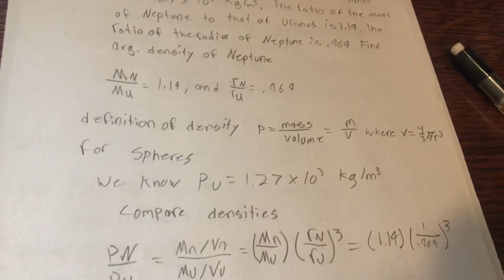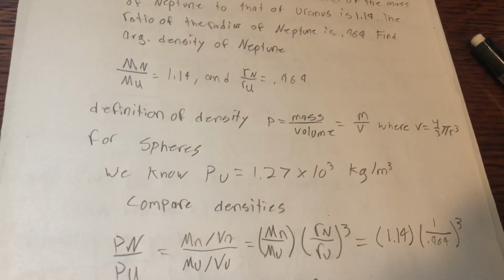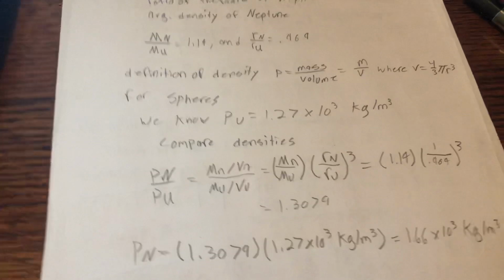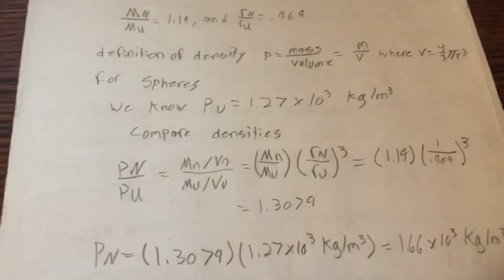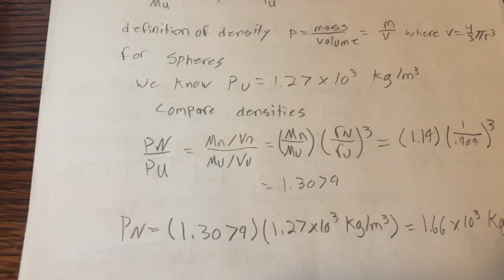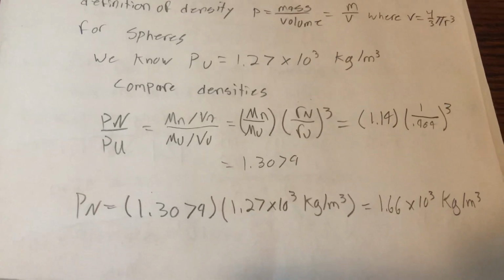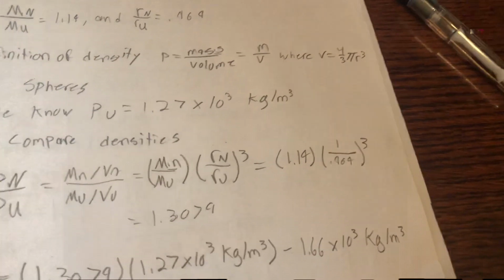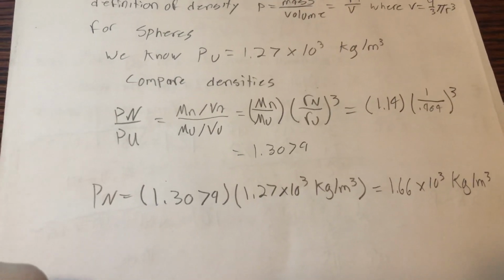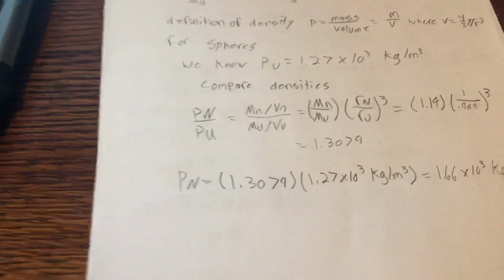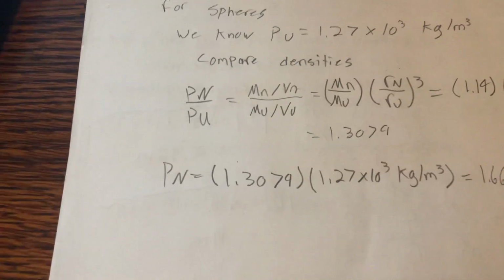We know that the density of Uranus is 1.27 times 10 to the third kilograms per meter cubed, so I compared the densities of Neptune and Uranus, which gave me the mass of Neptune over the mass of Uranus times the radius of Uranus over the radius of Neptune cubed, which is then equal to 1.19 times 1 over 0.969 cubed, which then gave me the number 1.3079.